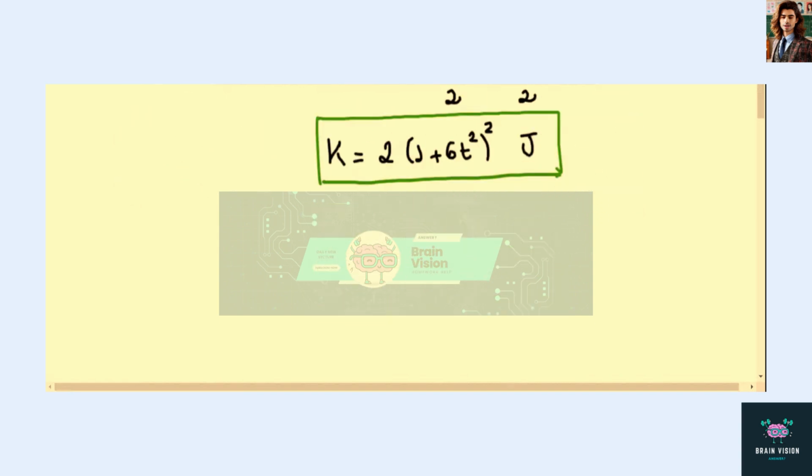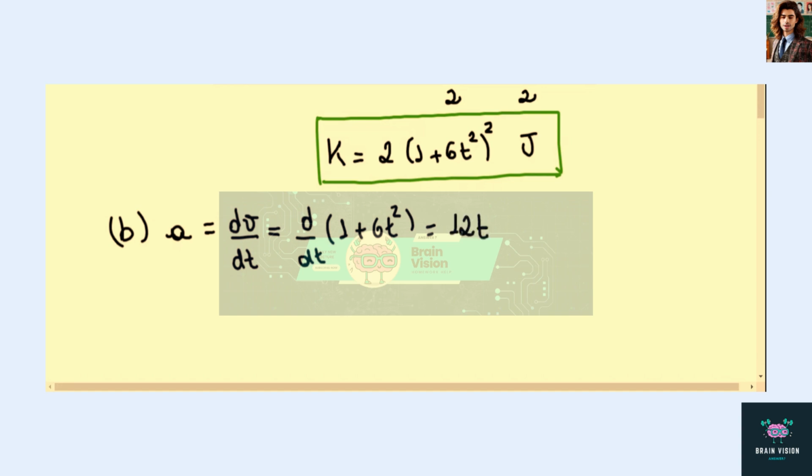In question B, we have to calculate both the force and the acceleration on that object. Let's start with the acceleration. We know that the acceleration is the derivative of the velocity with respect to time. The velocity is 1 plus 6t squared. The derivative of 1 is 0. The derivative of t squared is 2t. So the acceleration is 12t.